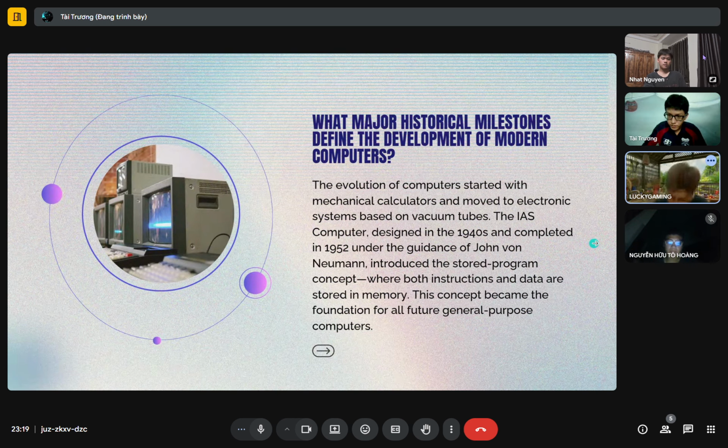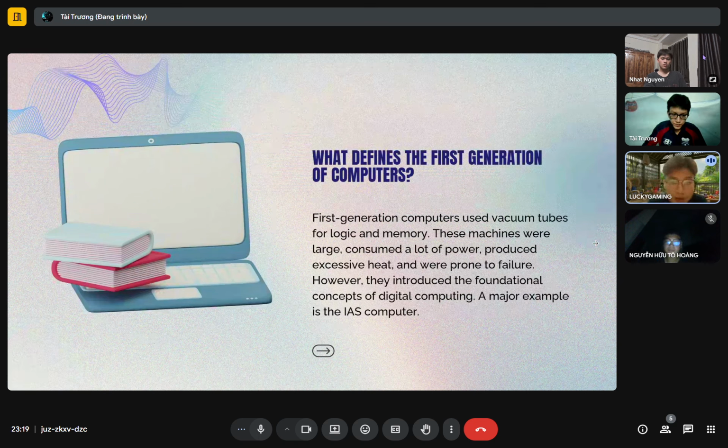Go to the next question. What defined the first generation of computers? The first generation computers used vacuum tubes for logic and memory. These machines were large, consumed a lot of power, produced excessive heat, and were prone to failure. However, they introduced the foundational concepts in digital computing, a major example being the IAS computer.